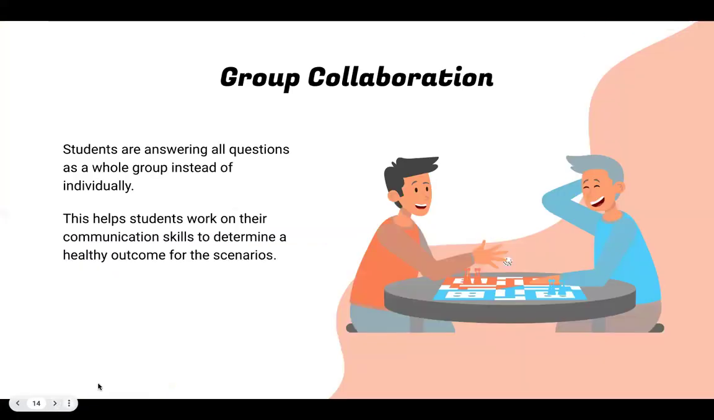Again, group collaboration. Students are answering all the questions as a whole group instead of individually, which is going to spark conversation, and it's going to spark ideas that maybe another student has not thought of. So it helps them work on their communication skills to determine a healthy outcome for the scenarios.